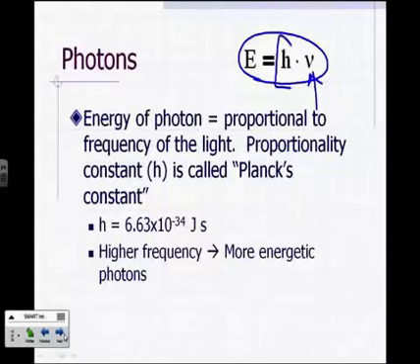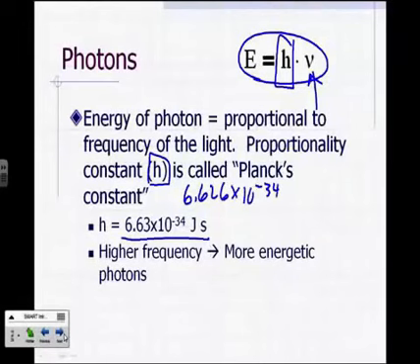Now this h, this proportionality constant, is called Planck's constant, in honor of Max Planck, who was the first to propose the idea when he dealt with black body radiation, which we're going to talk about next time. Planck's constant is 6.63 times 10 to the negative 34 joule seconds, or 6.626 if you have 4 sig figs. Basically, what this equation says is the higher the frequency of the radiation, the more energetic the photon.